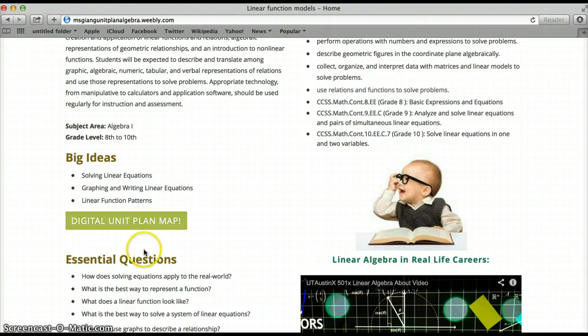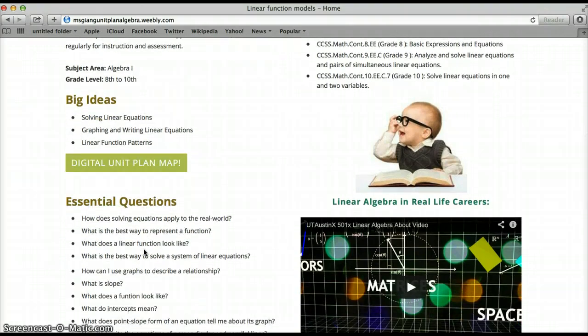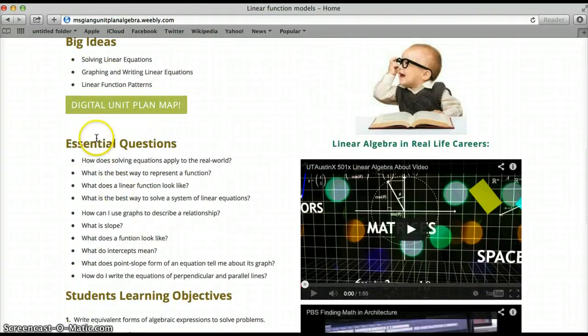So once you click on that, it will take you to the map of the key and the purpose of this digital unit plan. The essential question is how does solving equations apply to the real world? I input right next to the question, linear equations in real life careers.